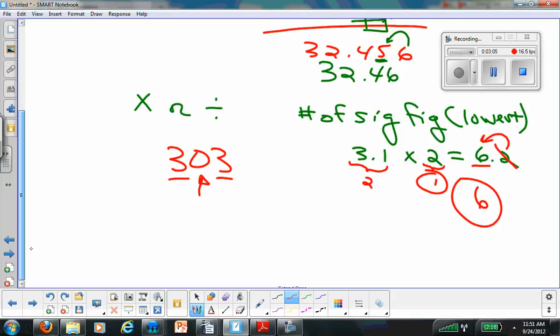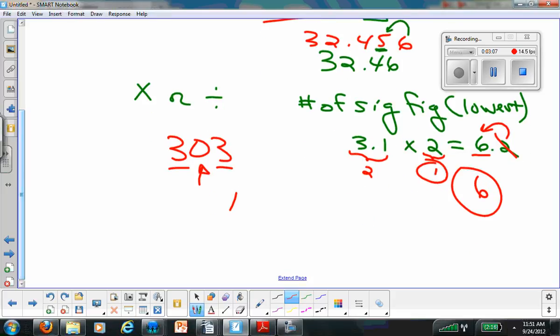A number such as this. How many significant figures? Just 1. Very good. There's only 1. There's no decimal there. These are called trailing zeros. They do not count unless there's a decimal. No decimal, no counting. If I drop a decimal there, now I would have 3. But without it, I only show 1.